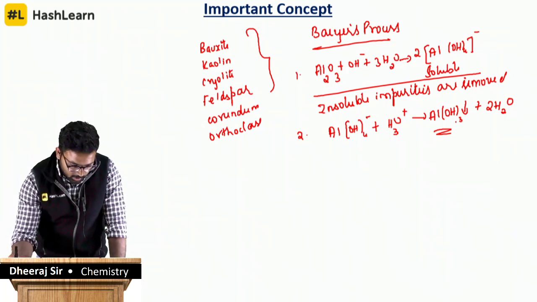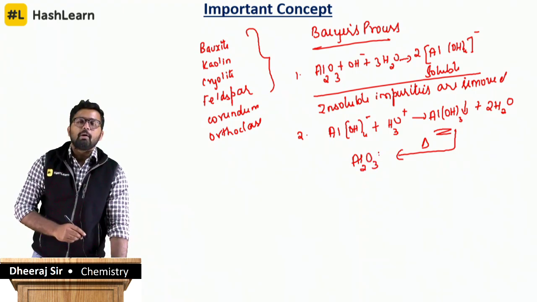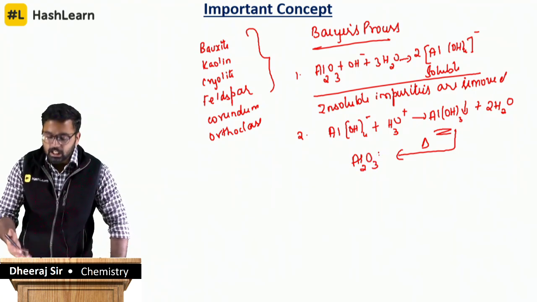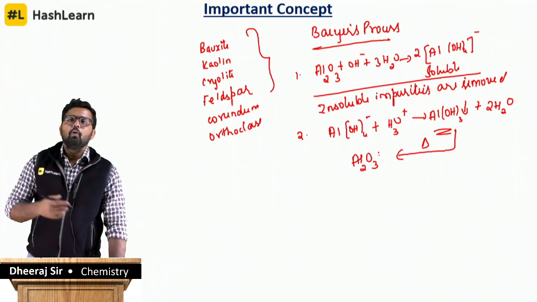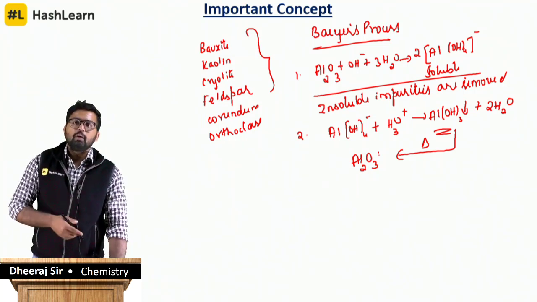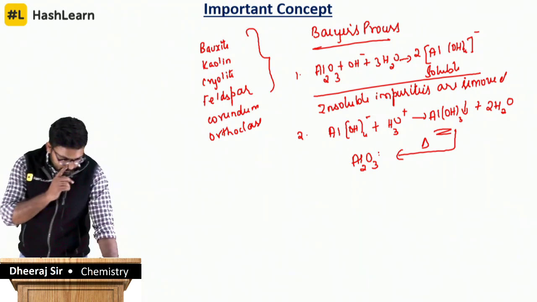This aluminium hydroxide precipitate can be heated to have aluminium oxide, and the aluminium oxide so formed will be in the pure form. So that way I've removed the insoluble impurities by dissolving the ore material in a solvent which will make alumina soluble. Okay, now moving ahead.